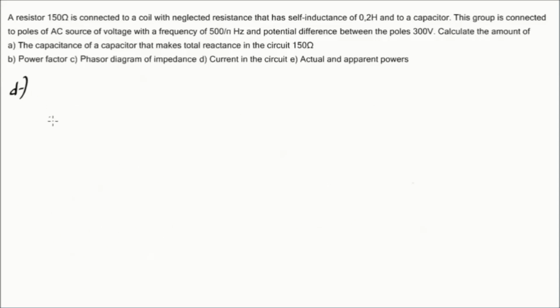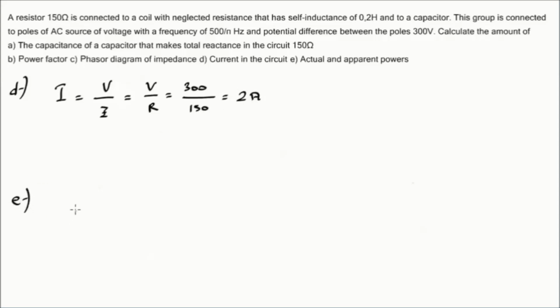So Z equals R. D says current in the circuit. Current equals V over Z. And here Z equals R. Potential difference is 300 over R, which is 150. The result is going to be 2 ampere.